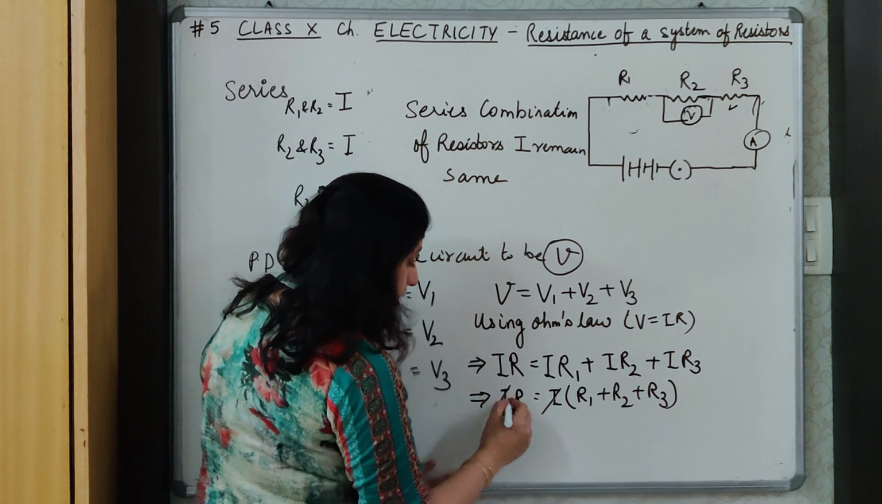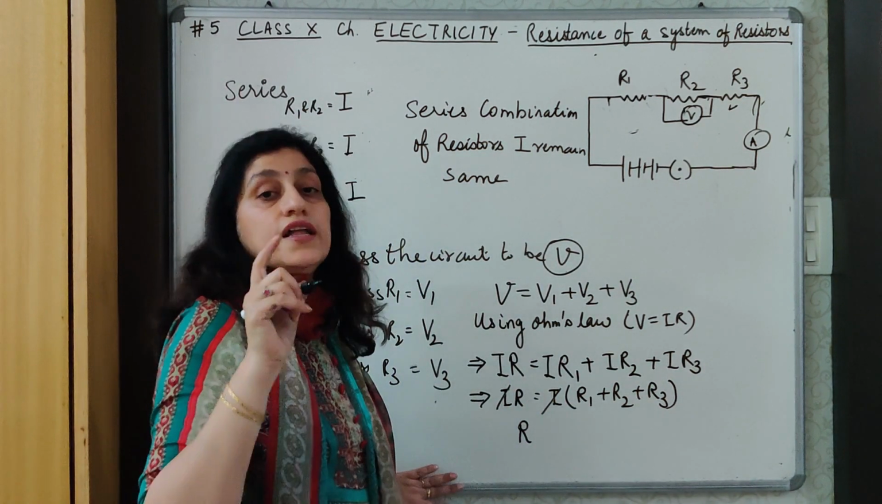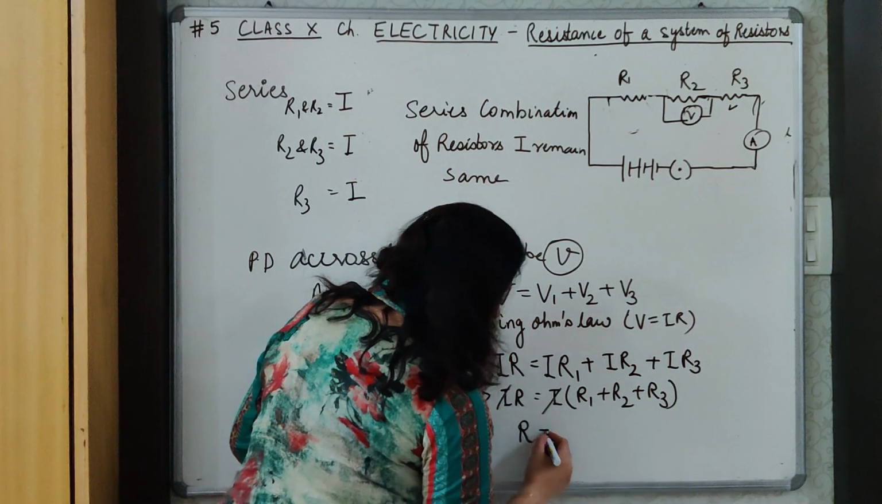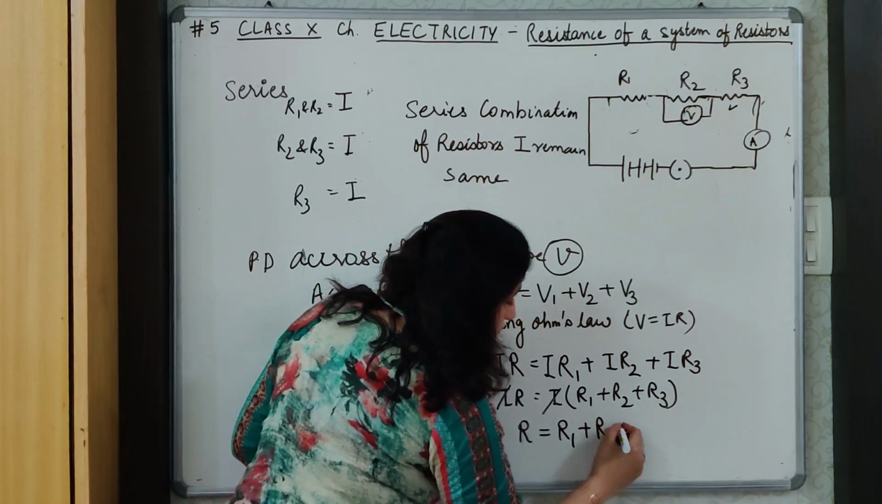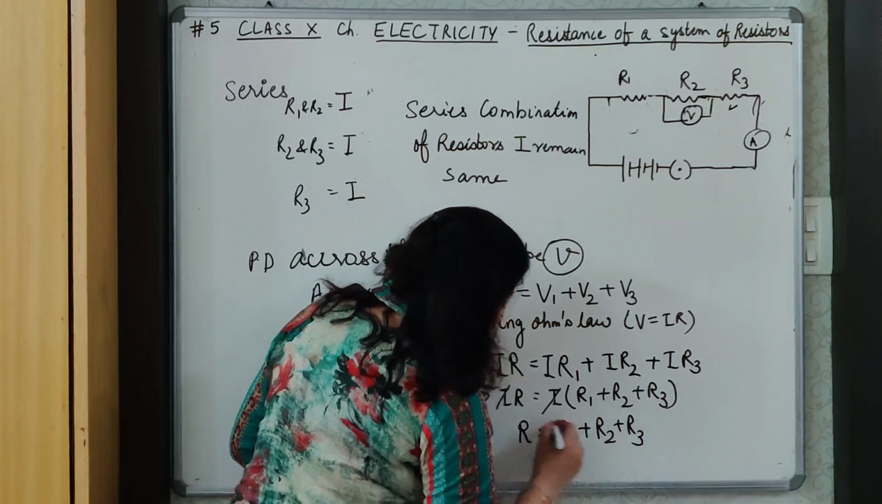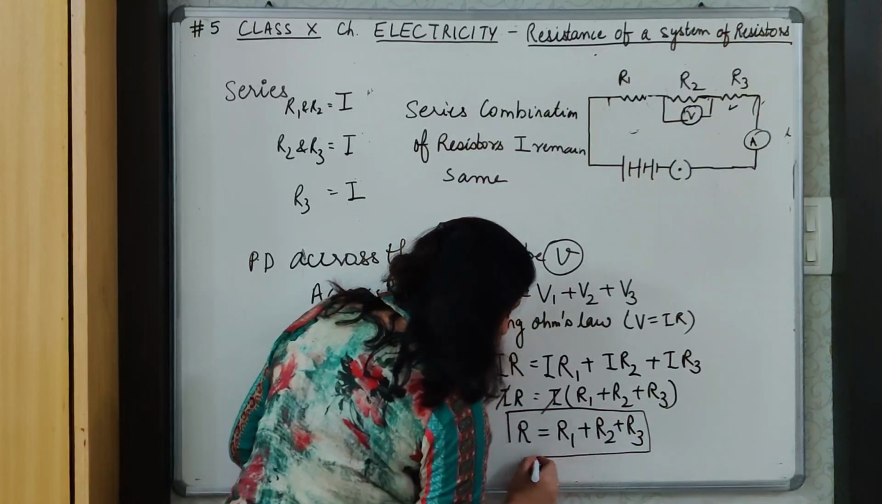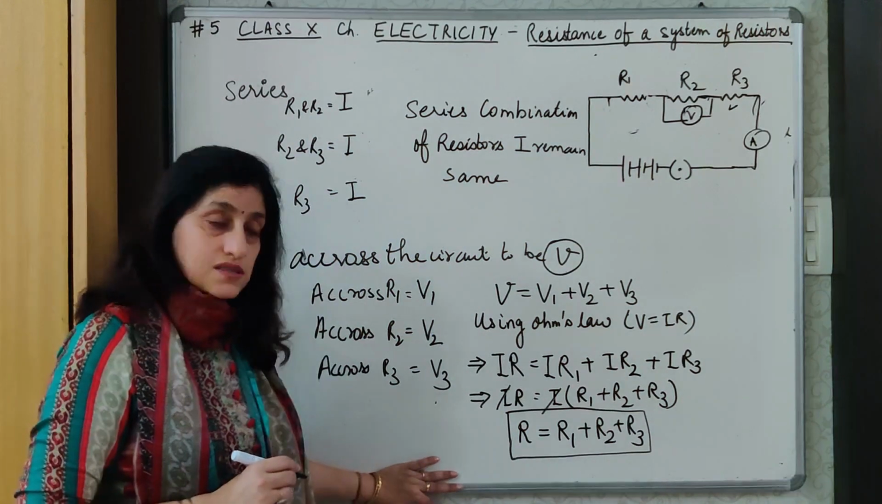Then I and I cancel from here, and the net resistance of a circuit in which the resistors are connected in series is calculated or derived to be R1 plus R2 plus R3. So this is the expression for the net resistance of a combination of resistors in series.